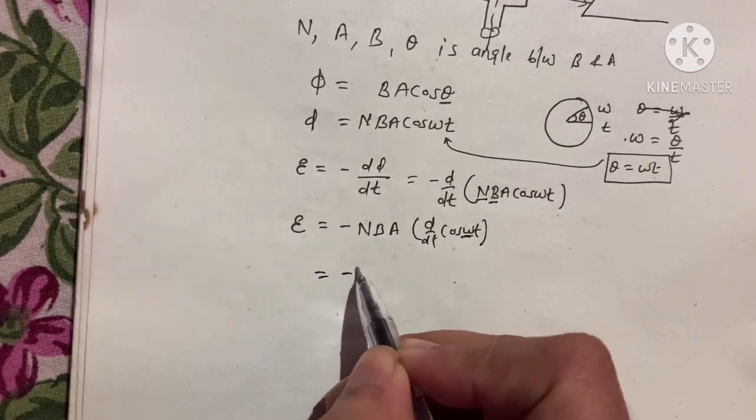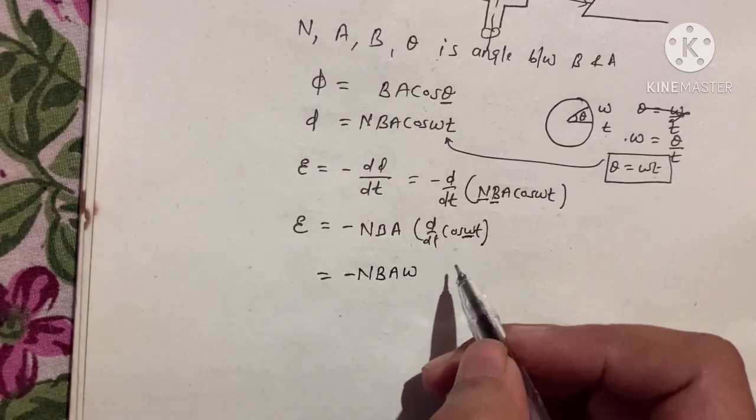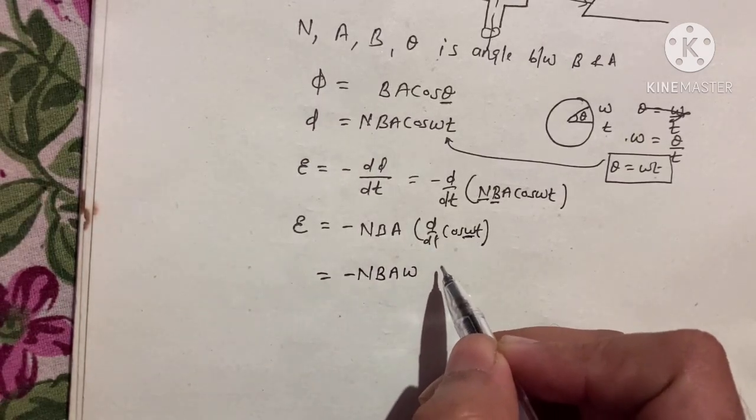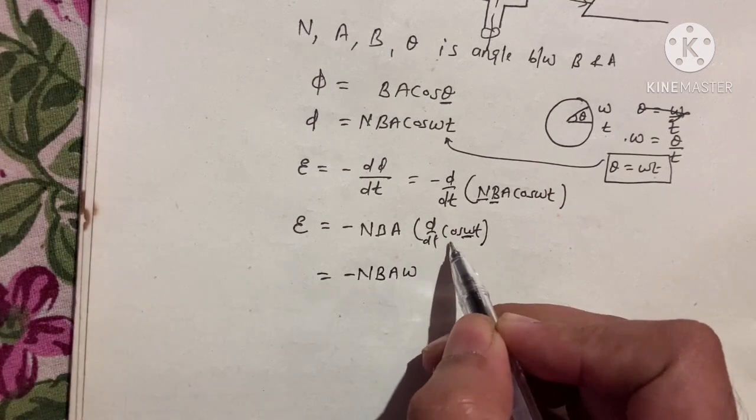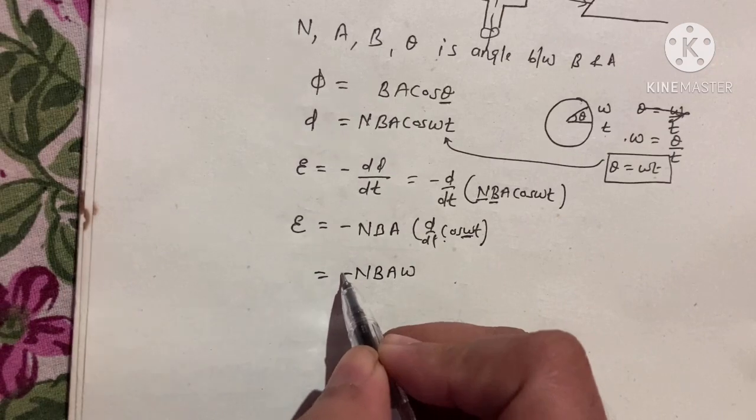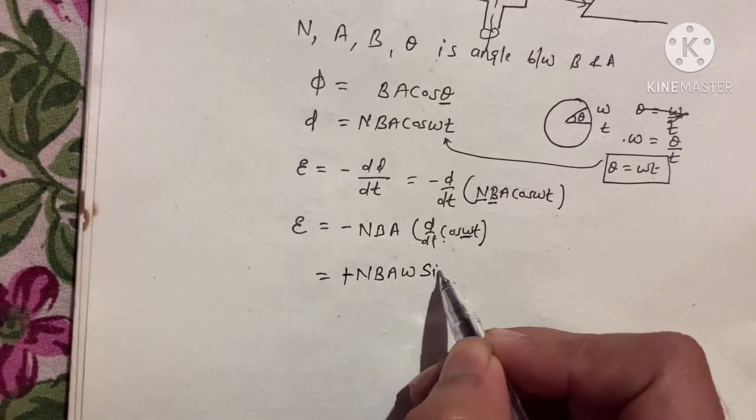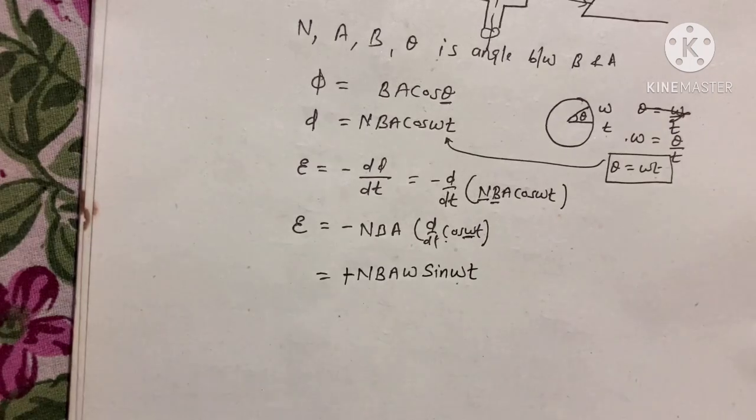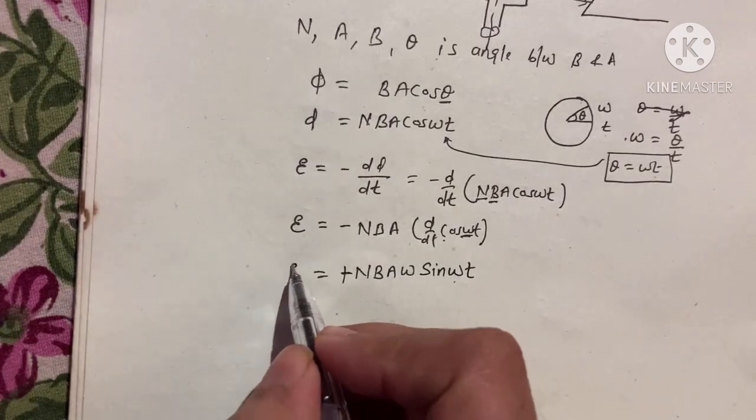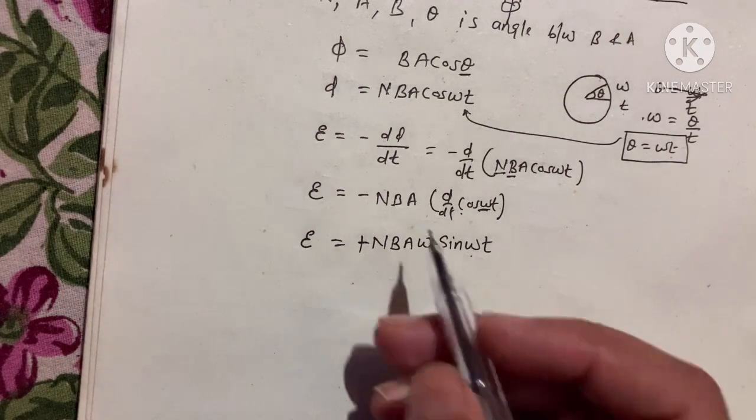Now we are differentiating with respect to time, so according to the rule of differentiation, this omega will come out, so you will get minus n B A omega, and the differentiation of cos is minus sine, so one minus here and another minus sign, this becomes plus, and this is sine omega t. This is your EMF, this much EMF is induced in the coil, that is n B A omega sine omega t.